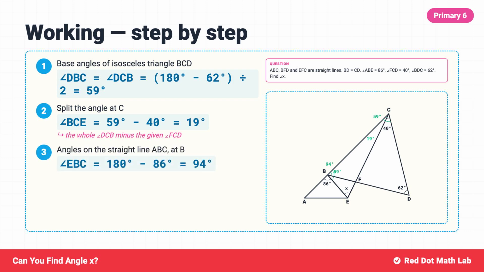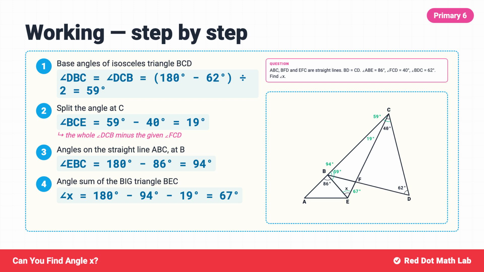Step 3. The straight line ABC. At B, angle ABE is 86 degrees. So the angle on the other side, angle EBC, is 180 minus 86, 94 degrees. Step 4. The finish. In the big triangle BEC, the three angles add up to 180. So X is 180 minus 94 minus 19, 67 degrees.